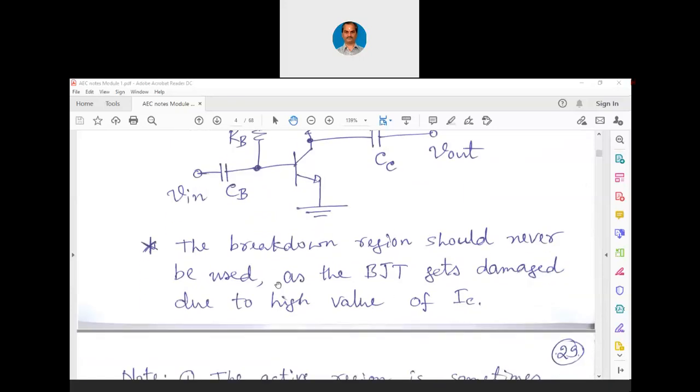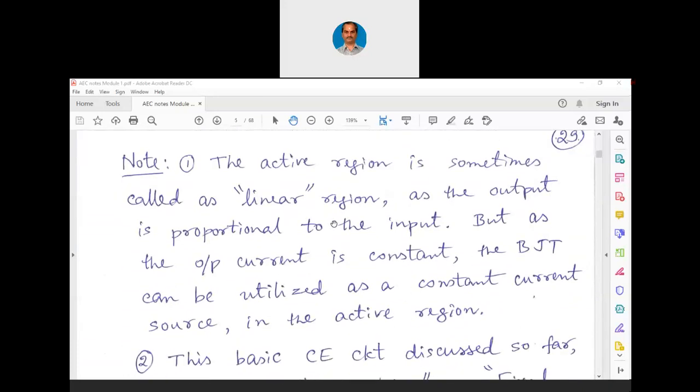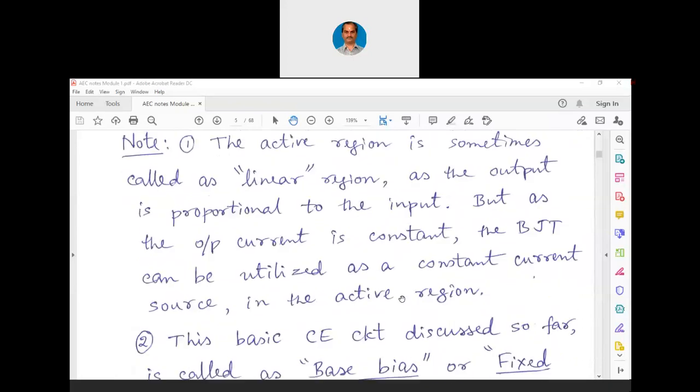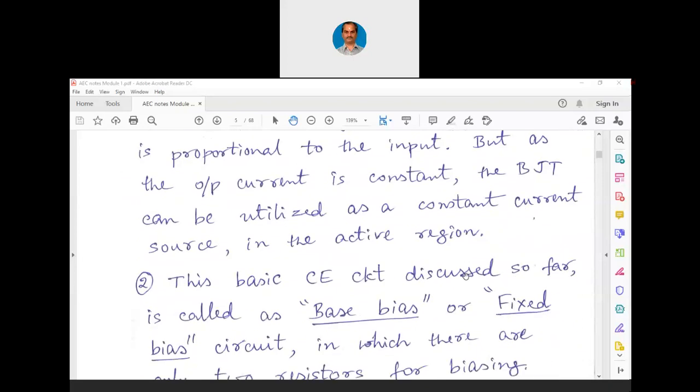The breakdown region should never be used as the BJT gets damaged due to high value of the collector current. This I have discussed already. There are some notes. The active region is sometimes called linear region as the output is proportional to the input. But as the output current is constant, the BJT can be utilized as a constant current source in the active region. This linear region terminology is utilized only in case of BJT. With MOSFET, the meaning of linear region is something different that we will see later on.